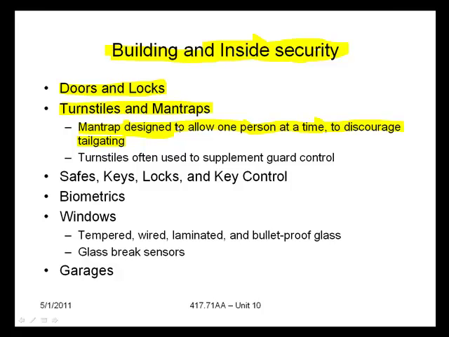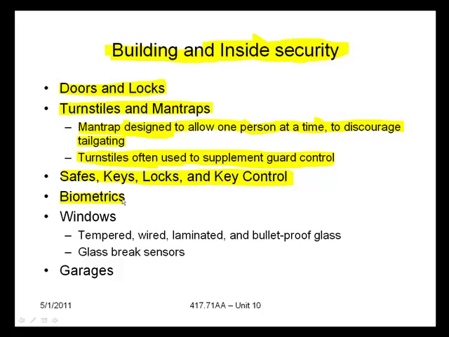A man trap is designed so that only one person at a time can get into an area. In the case of banks, this is probably to deter large gangs of individuals from suddenly storming into a bank lobby area as part of a robbery. Turnstiles are used in public arenas for public transit, subways, trains, as well as events, sporting events, large concerts, etc. They're often used to supplement guard control. Safes, keys, locks, and lock controls are important characteristics of interior building security. We'll get into those in a few more slides.